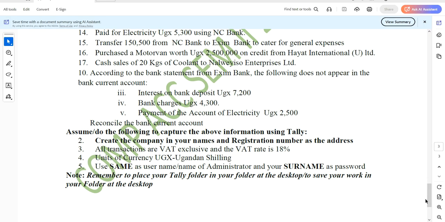Assume you are to do the following to capture the above information using Tally. Create the company in your names and registration number as the address. All transactions are VAT exclusive and VAT rate is 18%. Units of currency, UGX, Ugandan shillings. Use the same as the username, name of administrator, and your surname as the password. Note, remember to place your Tally folder on the desktop, to save your work in your folder. Okay.